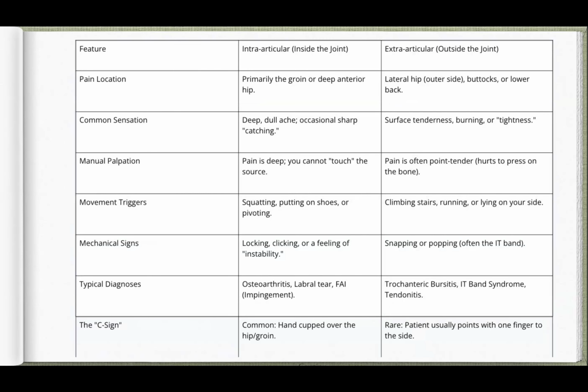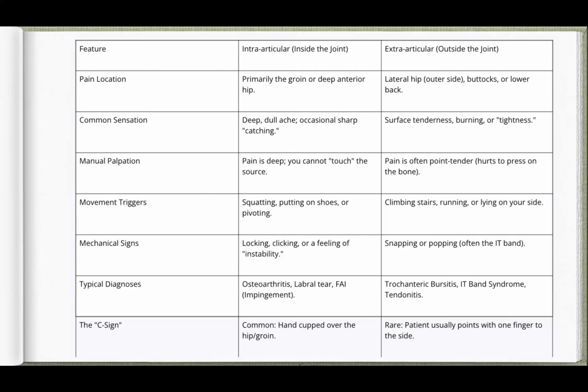Differentiating between intra-articular and extra-articular pain. So intra-articular is inside the joint, extra-articular is outside the joint. Pain location, primarily it is the groin or deep anterior hip in the intra-articular; lateral hip, buttocks or lower back in the extra-articular. Common sensation is deep dull ache or occasional sharp catching in the intra-articular; surface tenderness, burning or tightness in the extra-articular. On manual palpation, pain is deep and you cannot touch the source in intra-articular. Pain is often point tender and it is touched in the extra-articular.